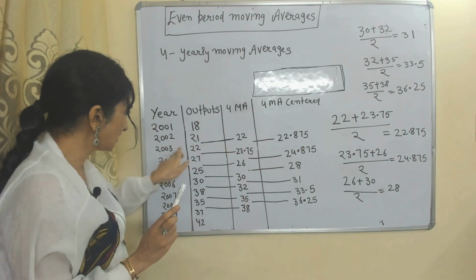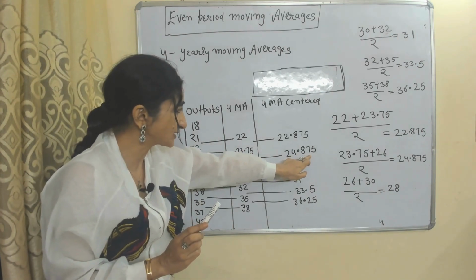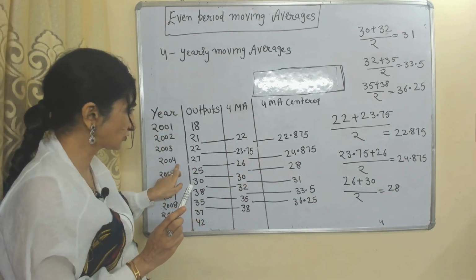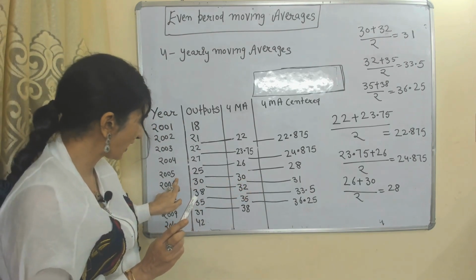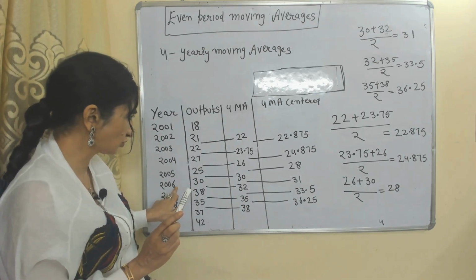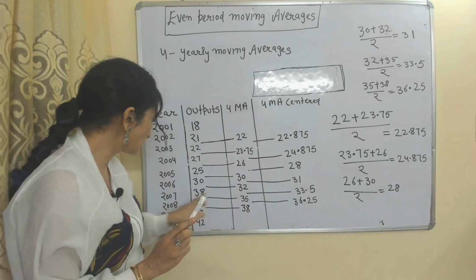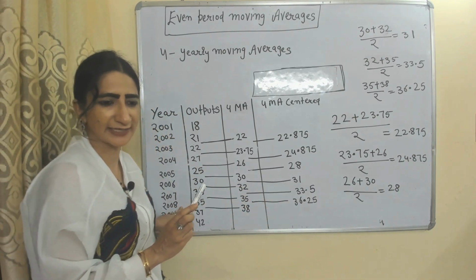22.875 you can see coming in front of 2003. 24.875 is coming in front of 2004. Similar, 28 is coming in front of 2005, and 31 is coming in front of 2006, and this one is coming in front of 2007, and this one is coming in front of 2008.